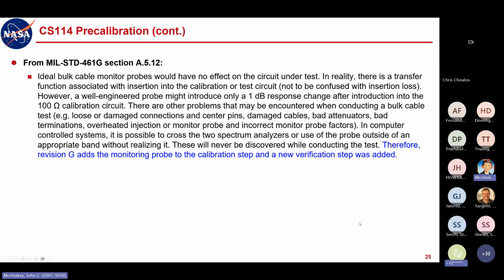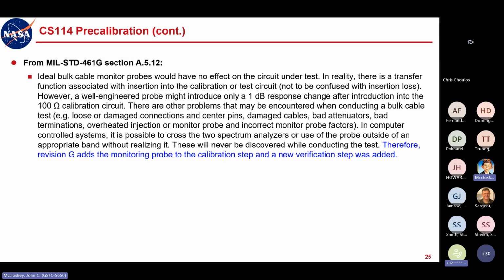Now in G, in the appendix of MIL-STD-461G, they include this paragraph that I'm just going to go ahead and read. Ideal bulk cable monitor probes would have no effect on the circuit under test. In reality, there is a transfer function associated with insertion into the calibration or test circuit, not to be confused with insertion loss. We will talk about insertion loss shortly. However, a well-engineered probe might introduce only a 1 dB response change after introduction into the 100 ohm calibration circuit.